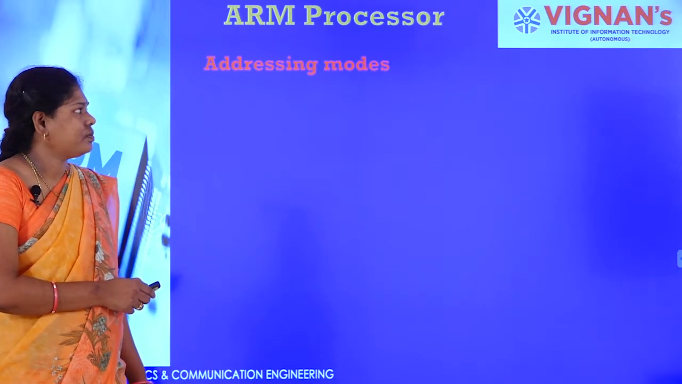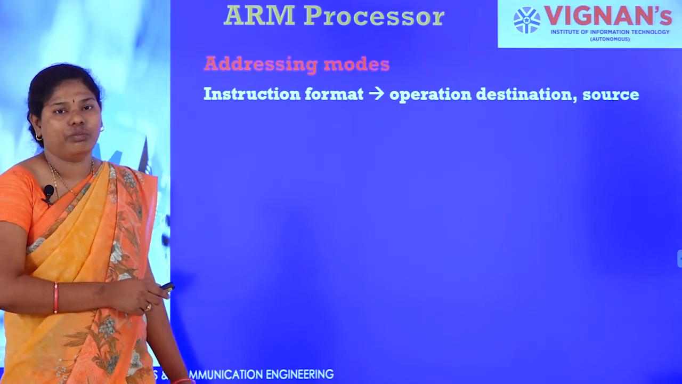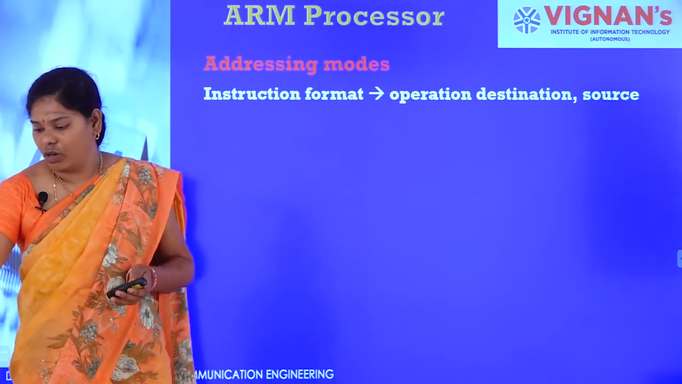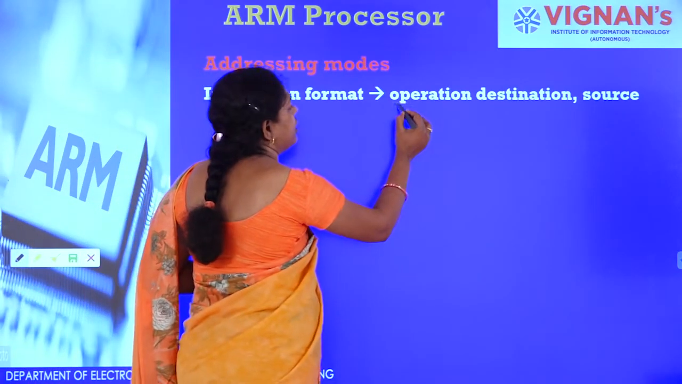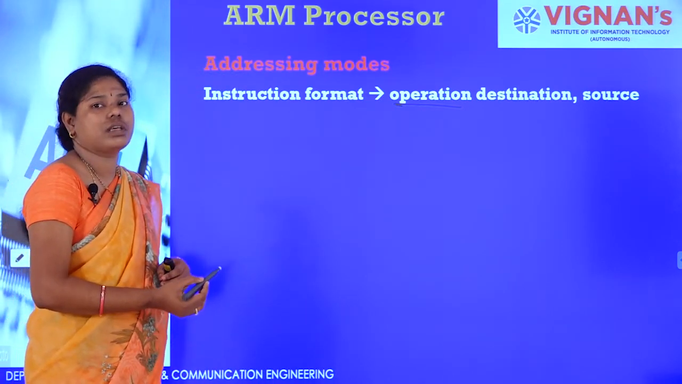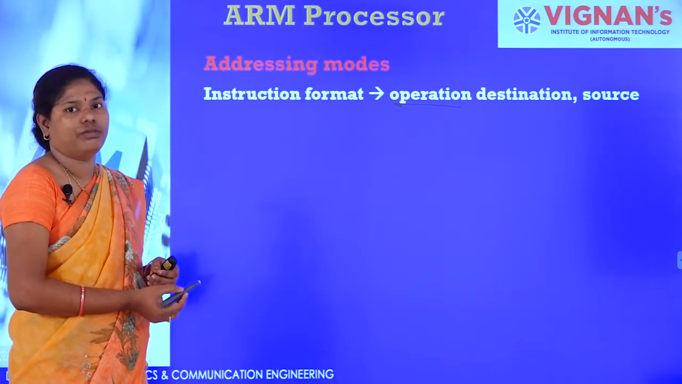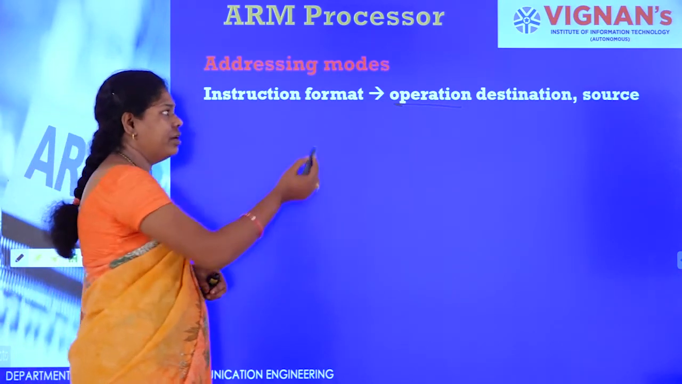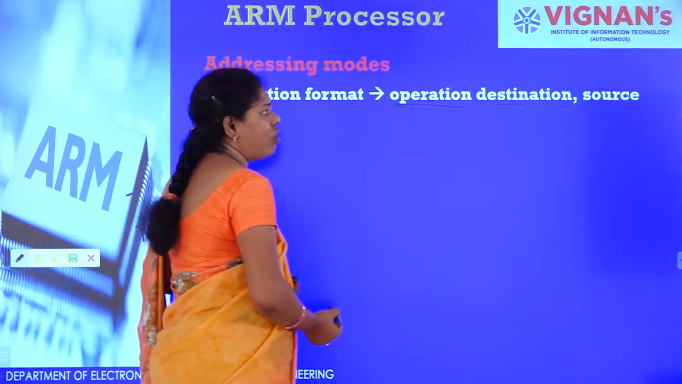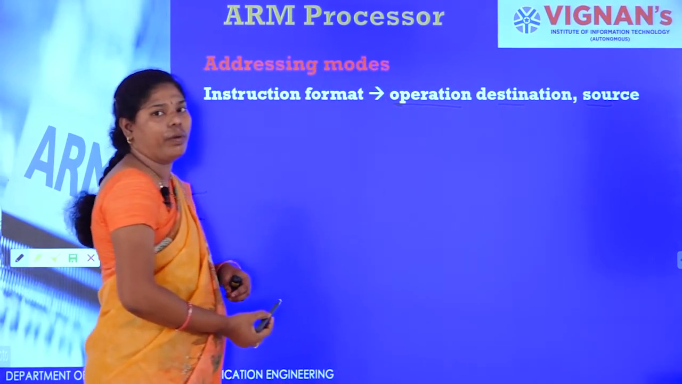Let us see what the instruction format is before going to the addressing modes. Here the operation indicates which operation we are going to perform, whether it is addition, subtraction, multiplication, or a data copy operation. Whatever the operation may be, it is indicated by the operation field. The destination is one of the registers or memory, and the second thing is the source, which is the second operand.